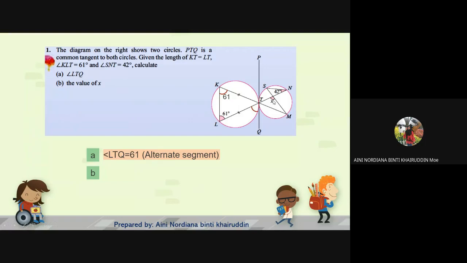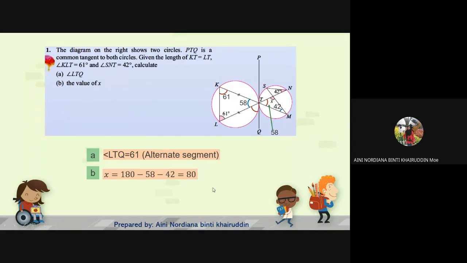So x is here. First, you need to calculate this angle. This angle equals 42, same as this angle, because both are from the same arc at T. Next, this angle equals 58, which is 180 minus 61 minus 61. Then this angle also equals 58 because this is an intersecting angle. So x equals 180 minus 58 minus 42 equals 80.